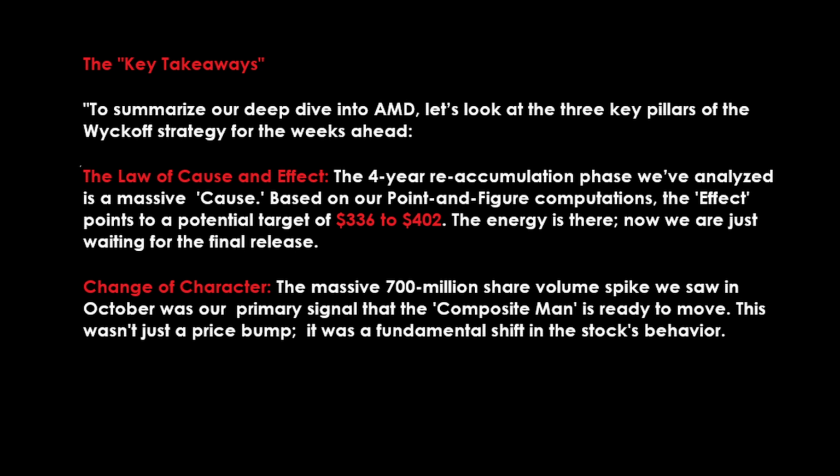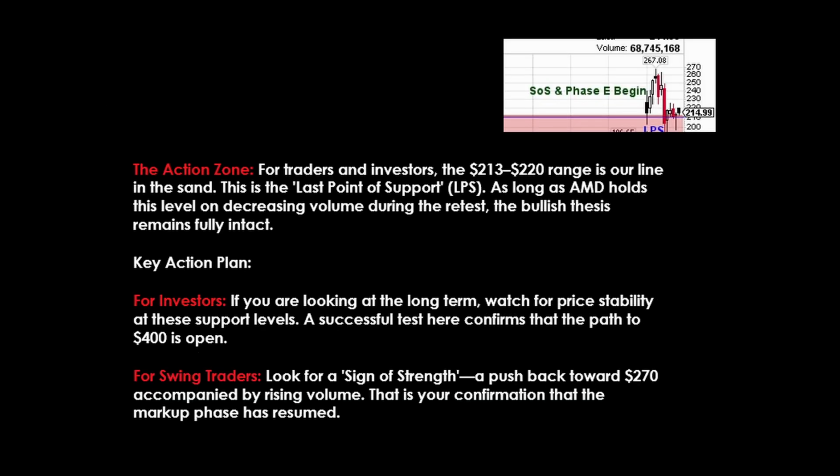Change of character. The massive 700 million share volume spike we saw in October was our primary signal that the composite man is ready to move. This wasn't just a price bump, it was a fundamental shift in the stock's behavior. The action zone. For traders and investors, the $213 to $220 range is our line in the sand. This is the last point of support, LPS. As long as AMD holds this level on decreasing volume during the retest, the bullish thesis remains fully intact.